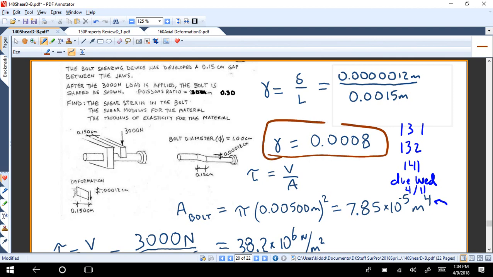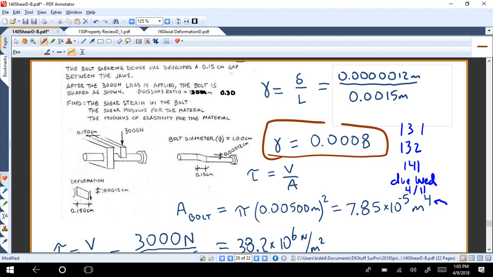Okay, so are we okay with that? So that's the first thing we want to find there, the shear strain in the bolt. Okay. All right, now what we also want to know here is the shear modulus for the bolt.